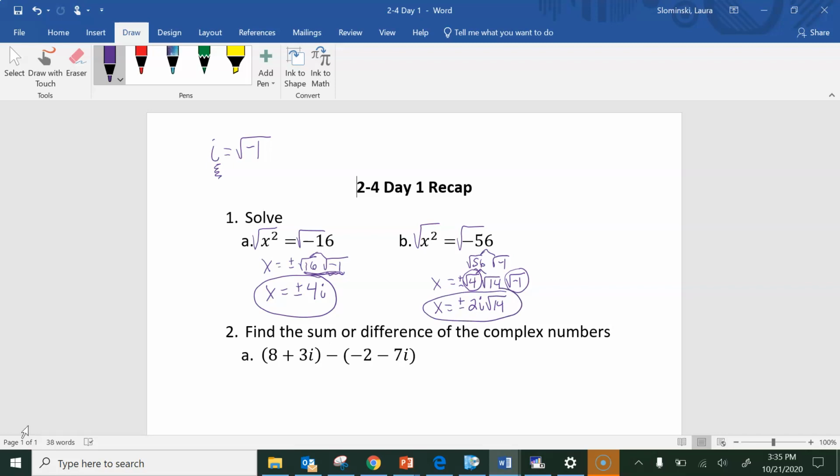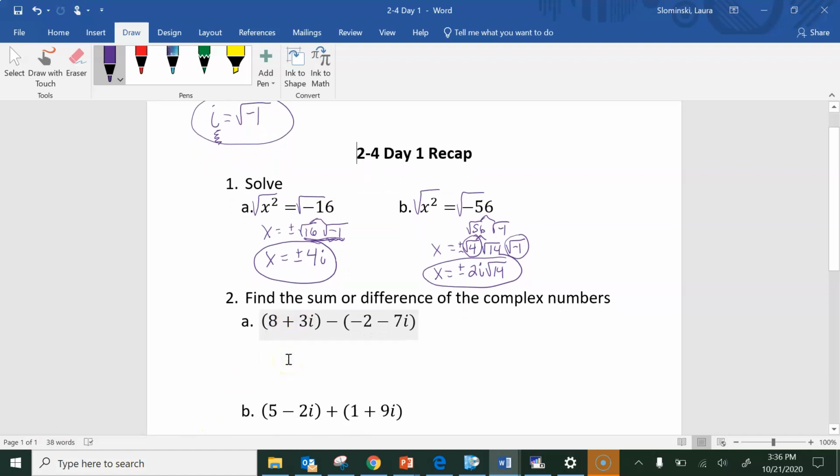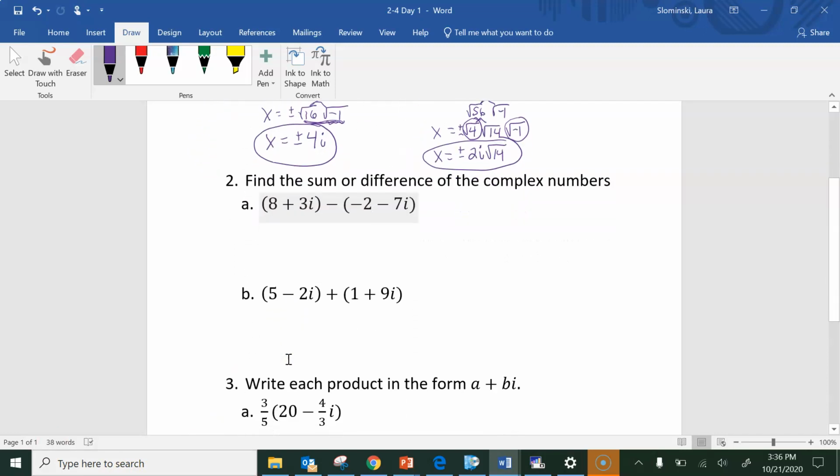Okay, so that was the first thing the video dealt with. Again, if you didn't watch it last night, that was probably very confusing, but we were introduced to this i, an imaginary number, which is the square root of -1, and we reviewed how to break things apart. Okay, the next thing we talked about are complex numbers. Complex numbers are of the form a plus bi, so we spent some time adding, subtracting, and multiplying them.